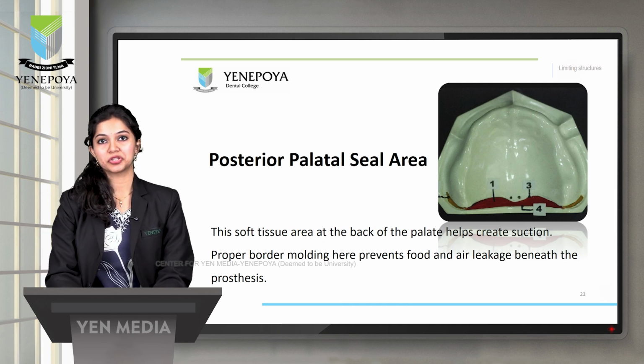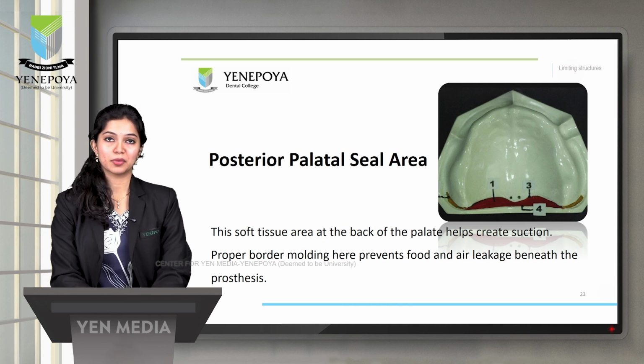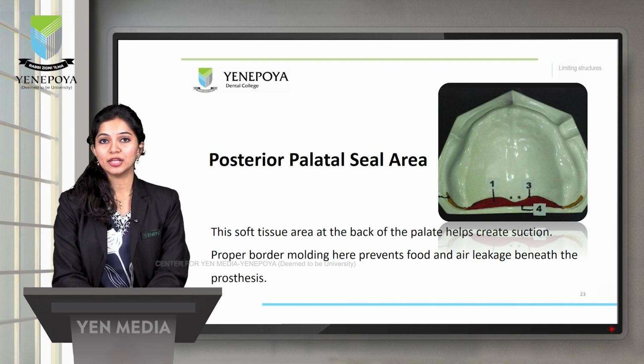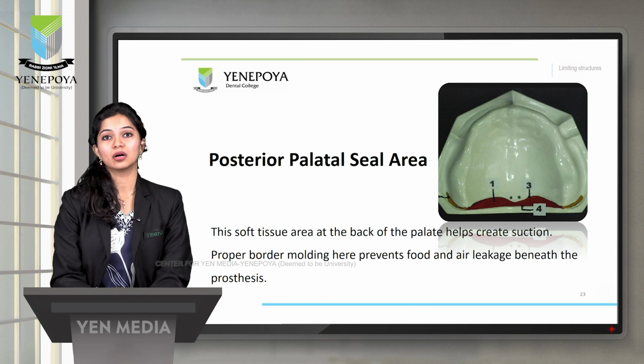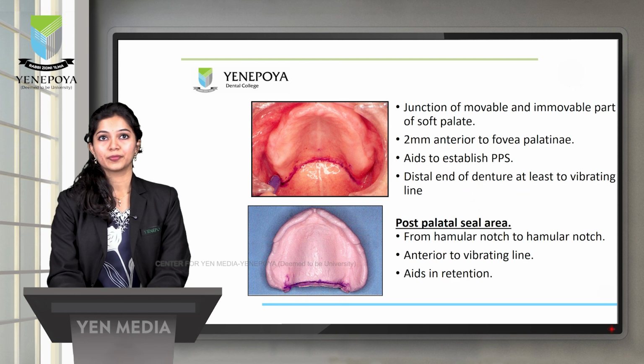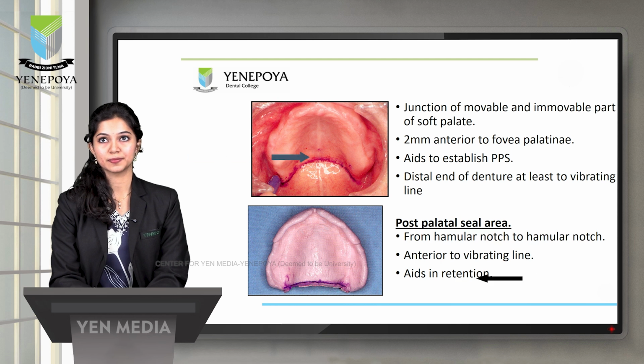Okay, so next important structure in the limiting structures of the anatomical landmarks of maxilla is the posterior palatal seal area. Now this is a cupid bow shaped structure located posterior to the hard palate. So anteriorly you have anterior vibrating line, and posteriorly you have posterior vibrating line. So the area between these 2 vibrating lines comprises your posterior palatal seal area. It is also called post dam area or post palatal seal area. This is very important in giving the denture a posterior seal. So it extends from one hamular notch to the other hamular notch and aids in retention, in simple words.